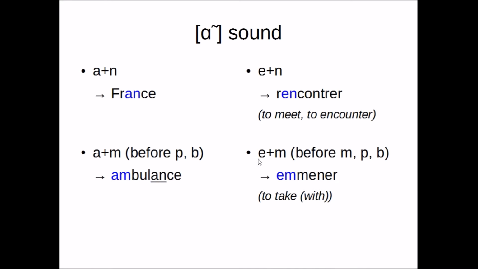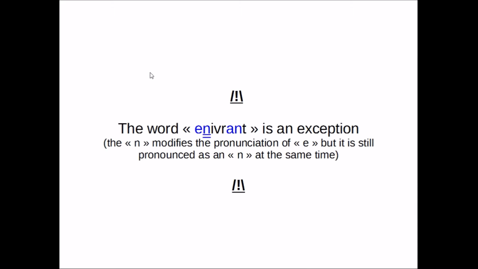Well, here with the M, it's also before an M. So you say emmener, you don't say enmener. All right. There is an exception to this rule. You know, the word enivrant has just one N. So the N changes the pronunciation of the E, but it keeps its N pronunciation at the same time.